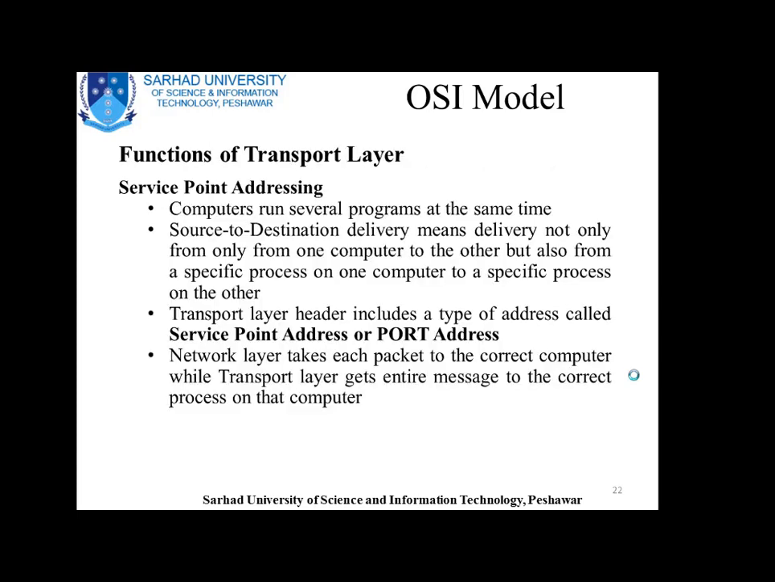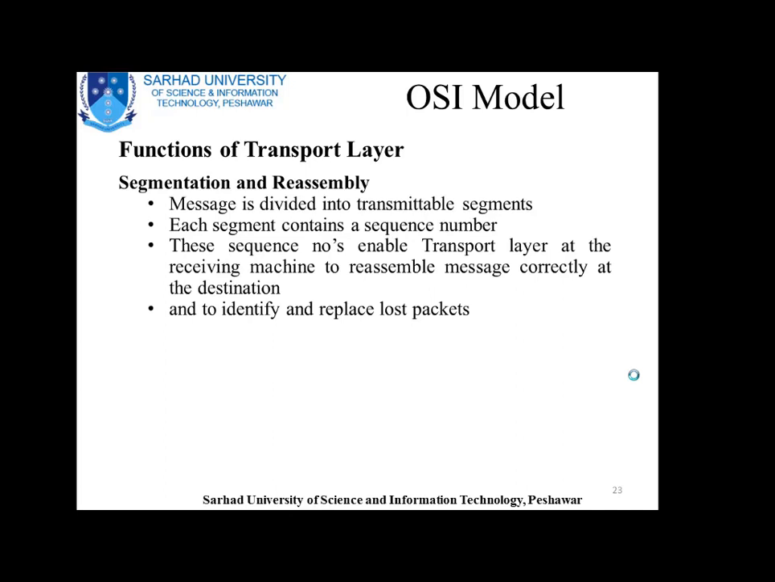Now, what are the functions of a transport layer? The first function is termed service point addressing. It basically gets the port address to deliver the message at the right port. For example, if you are using multiple programs at the same time on the same system, it is very desirable to deliver the message to the application where it belongs. For that reason, it is known as service point addressing, and it is also termed port address. It means delivery to the desired port or application.